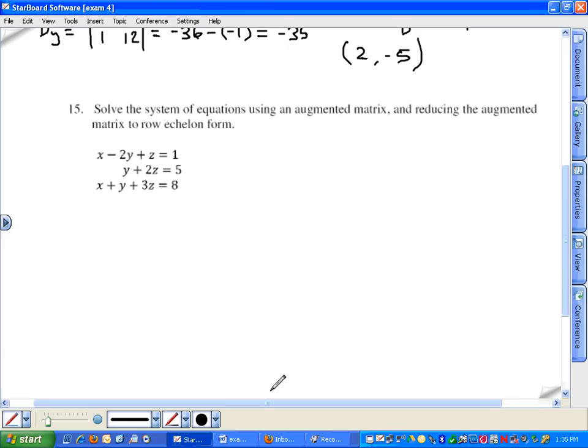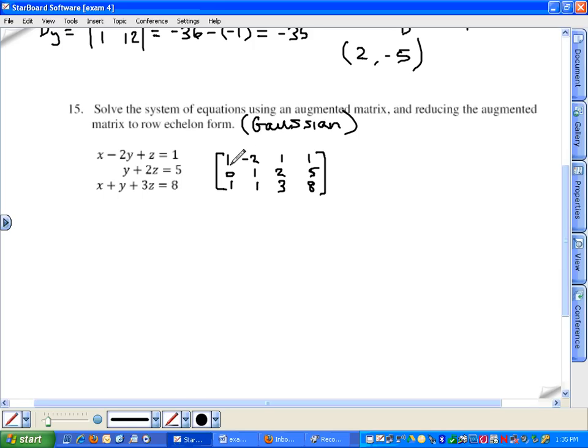Solve the system using an augmented matrix and reducing the augmented matrix to row echelon form. Another way of saying this is Gaussian elimination. So the first thing we need is our augmented matrix. There's going to be 1, negative 2, 1, and 1, 0, 1, 2, 5, 1, 1, 3, 8.